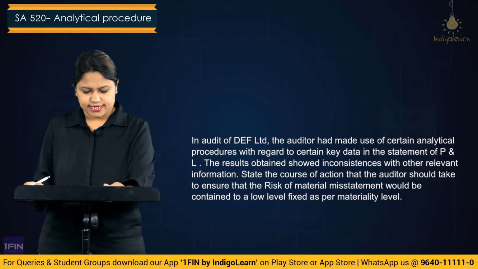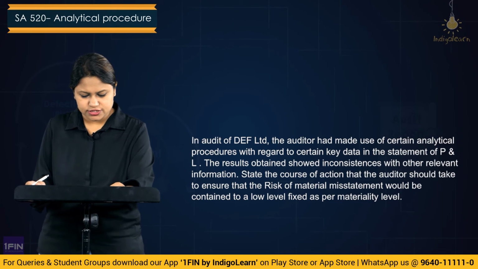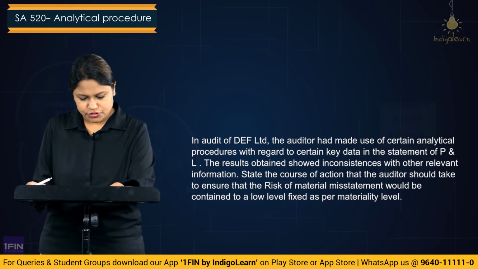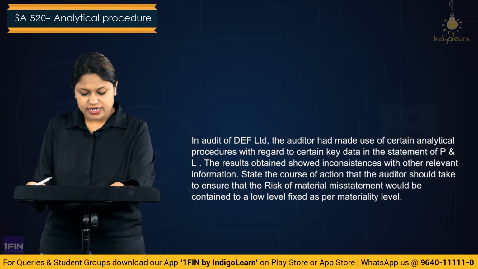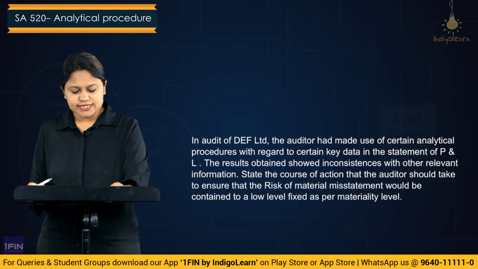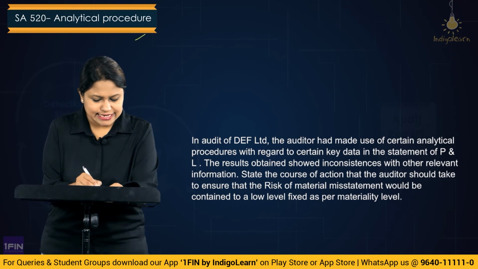The next question that we take up is: in the case of DEF Limited, the auditor had made use of certain analytical procedures with regard to certain key data in the statement of P&L. The results obtained showed inconsistencies with other relevant information. State the course of action that the auditor would take to ensure that the risk of material misstatement would be contained to a low level fixed as per the materiality level. So, a very simple question. This is with respect to what we studied as a part of investigating.